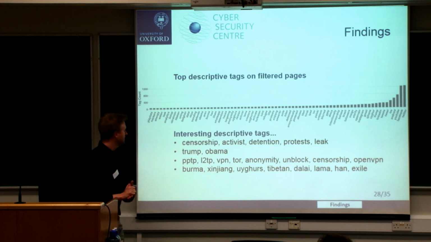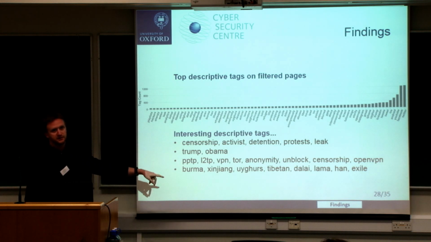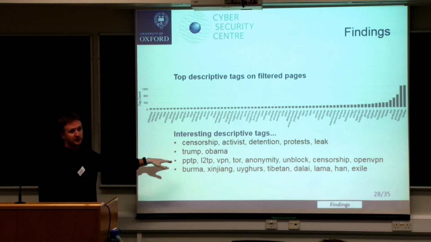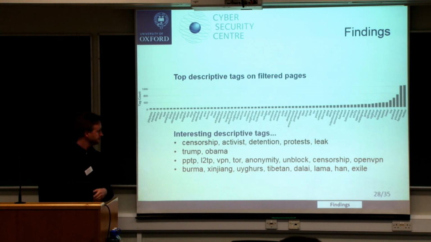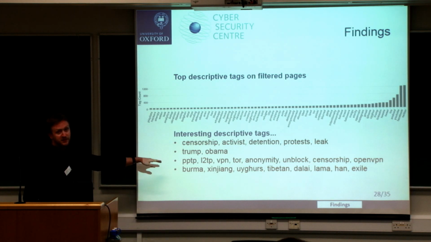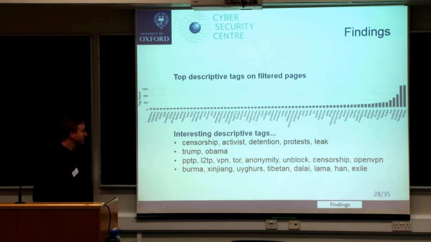So what I'm not saying is that pages with Trump and Obama are censored. That's not the case. But the fact is those words occur frequently in pages that happen to be censored. Again, these aren't censored keywords, but we still saw some interesting patterns there. Things like activist, detention, protest, leak. Okay, there's nothing really surprising there. We saw a lot about VPN and content evasion technologies. That kind of material often occurred frequently on censored sites.